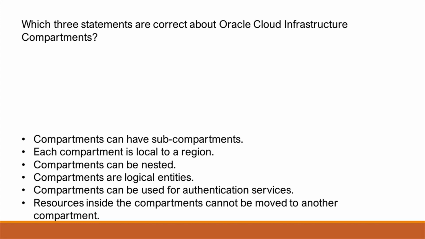Which three statements are correct about Oracle Cloud Infrastructure compartments? Options we have for this question are, compartments can have subcompartments. Each compartment is local to a region. Compartments can be nested. Compartments are logical entities. Compartments can be used for authentication services. Resources inside the compartments cannot be moved to another compartment. Correct answer for this question are option 1, compartments can have subcompartments.